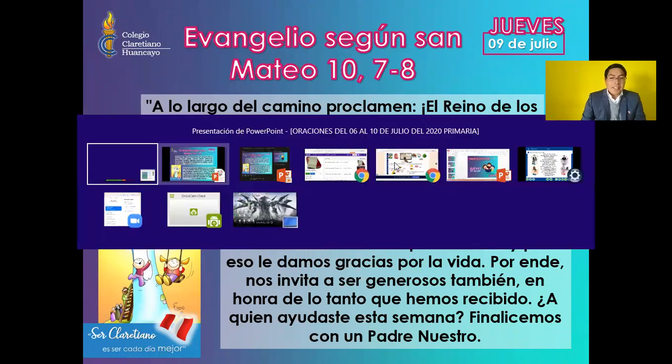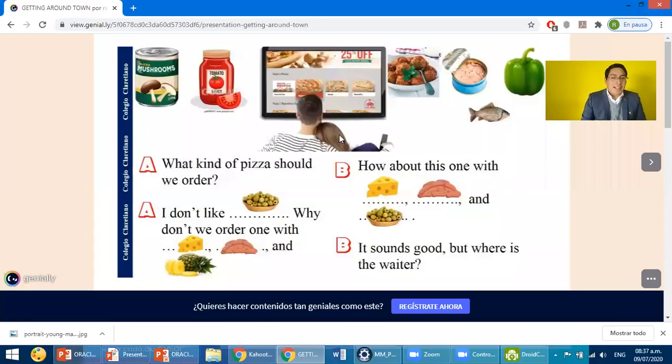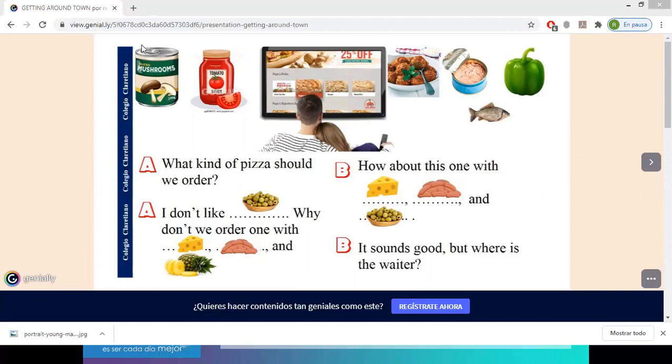Now, let's start please with this. Remember, the last class we saw a conversation in a restaurant, how to order food. Very fast, please. Remember the vocabulary, okay? Because we are going to play a game in Kahoot, and we need to remember the vocabulary and some expressions.